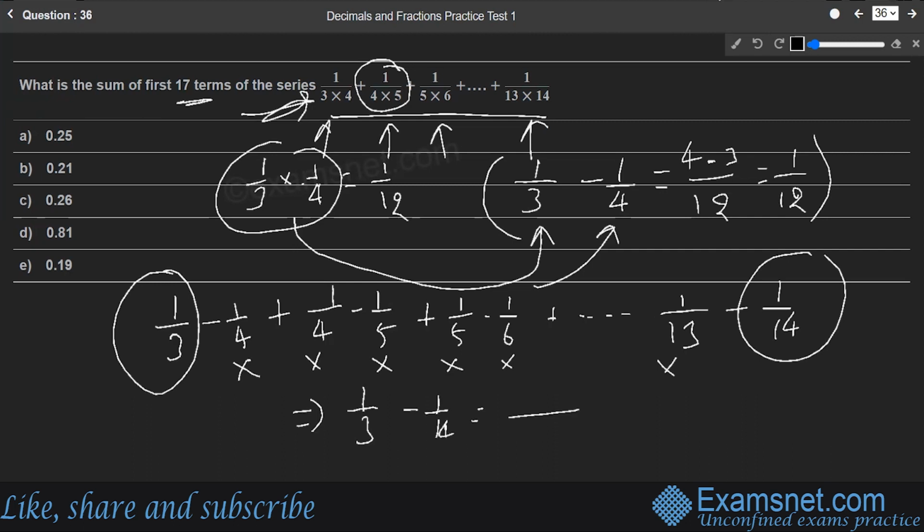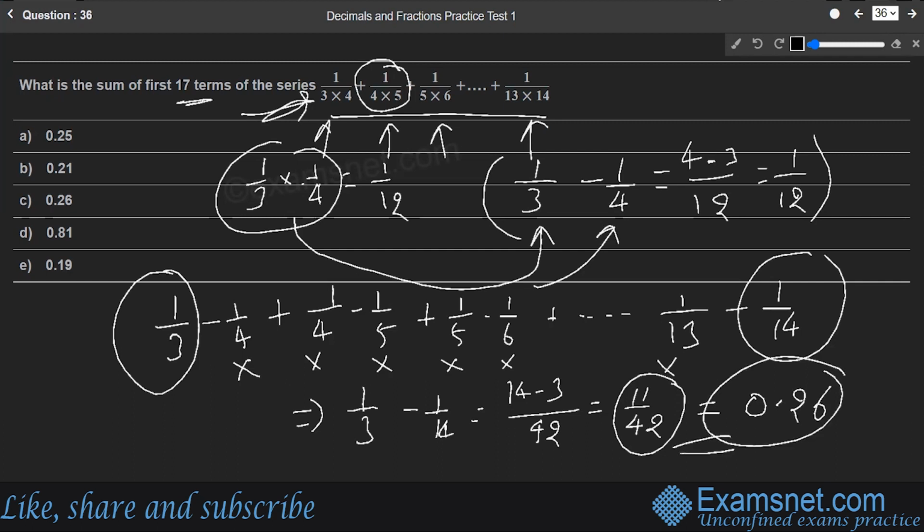And if you solve this, taking the LCM of 14 and 3, which is 42, 3 14s and 14 3s, it is going to be 11 by 42. The options are given in decimal form, so we need to divide. If we divide 11 by 42, the result comes out to be 0.26. Let's see where it is available. It is available in option number C. So it becomes the right answer here.